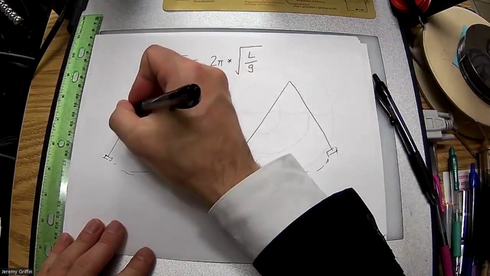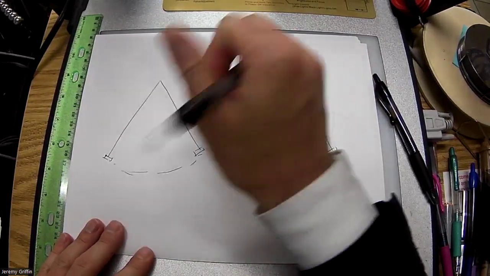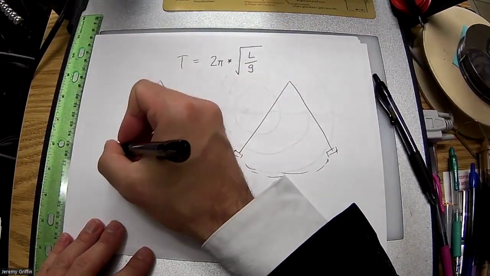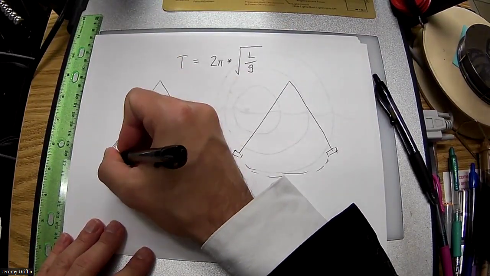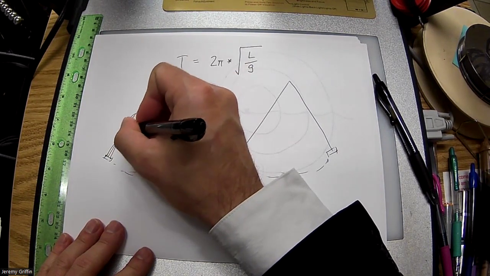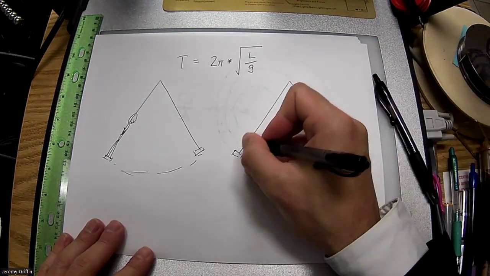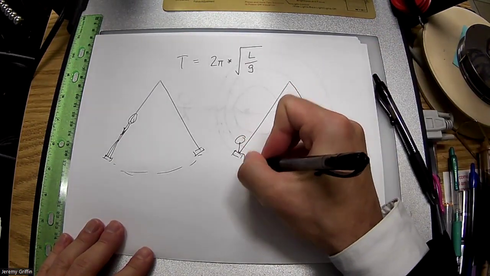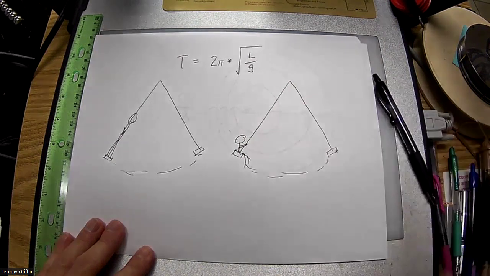So there's some length here. Now let's put a kid on the swing. Let's have this kid standing, and I'll exaggerate it a little bit, just so this effect is really more obvious, versus this kid, I'm going to have sitting down. All right, so there you go.